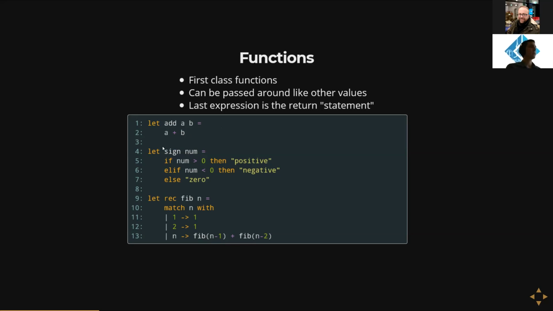Or in this case, we're defining a function called sign. It takes a num, which is an integer. In this case, it is an integer, which it's figured out because we're doing comparison on it against another integer. So here we have an if, else statement, which returns a string. So this entire function takes in a number, which is an integer, and returns a string.